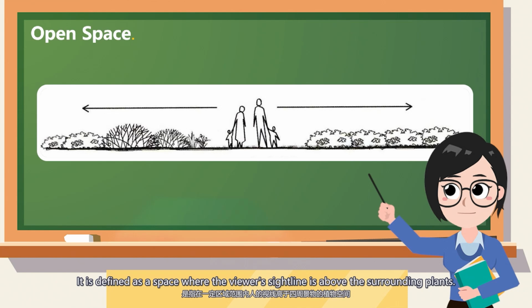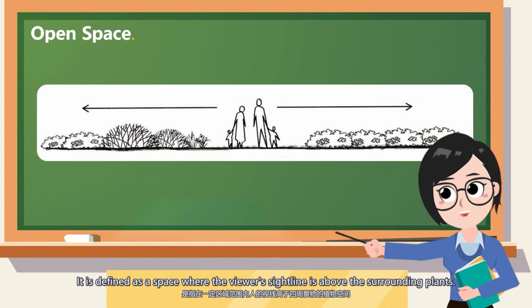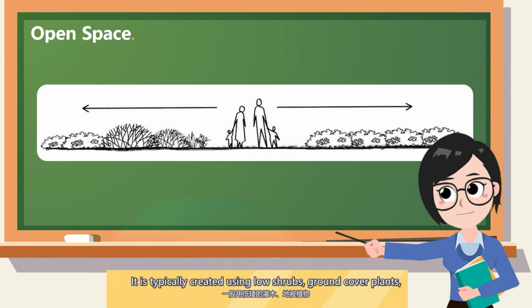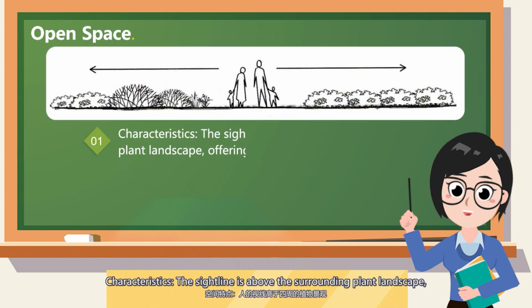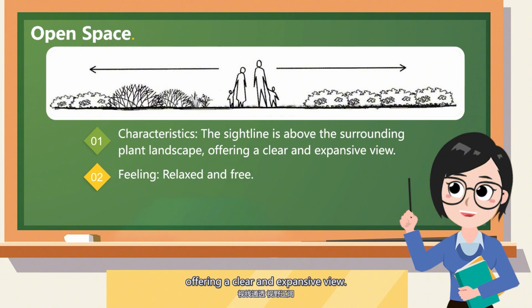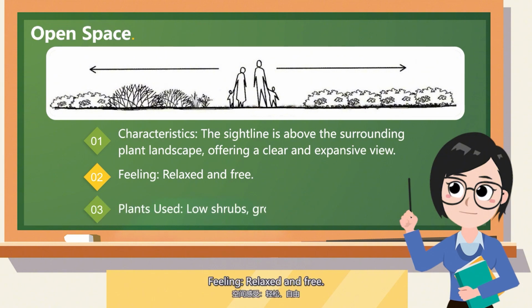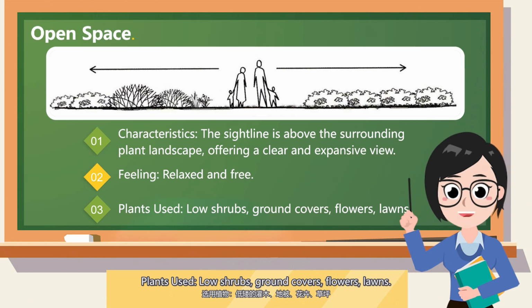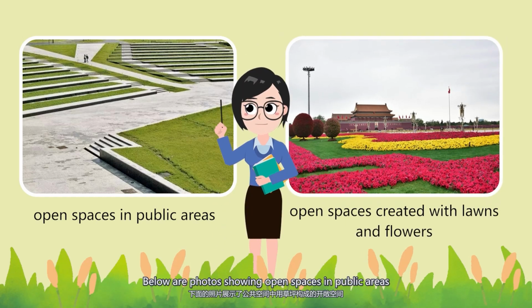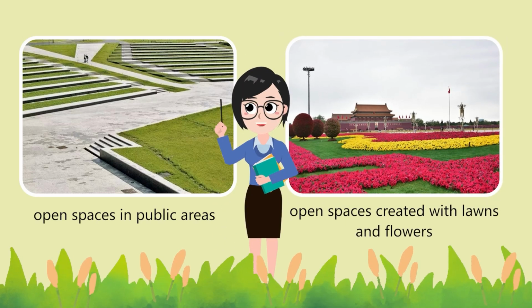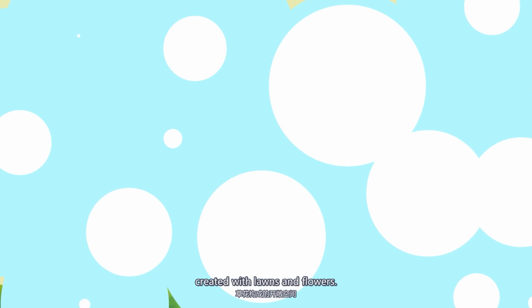It is defined as a space where the viewer's sight line is above the surrounding plants. It is typically created using low shrubs, ground cover plants, herbaceous flowers, and lawns. Characteristics: the sight line is above the surrounding plant landscape, offering a clear and expansive view. Feeling: relaxed and free. Plants used: low shrubs, ground covers, flowers, lawns. Below are photos showing open spaces in public areas, created with lawns and flowers.